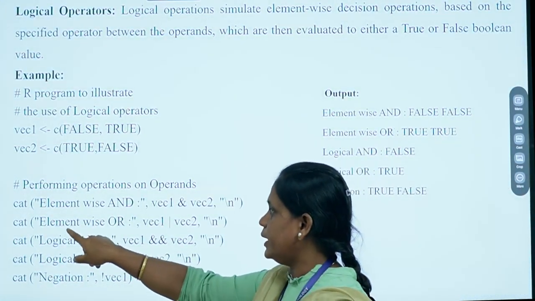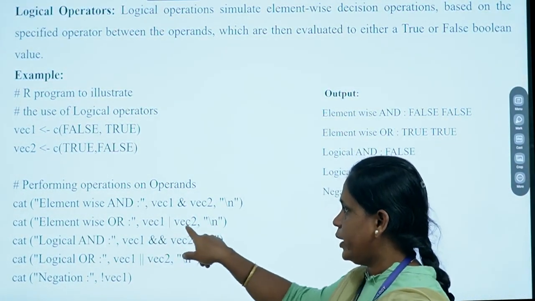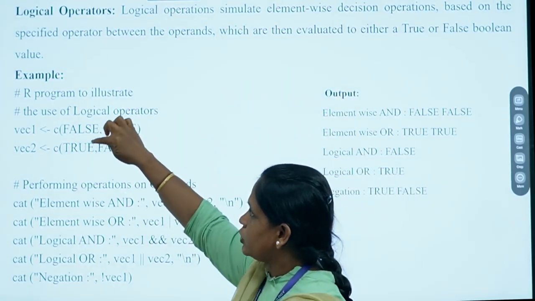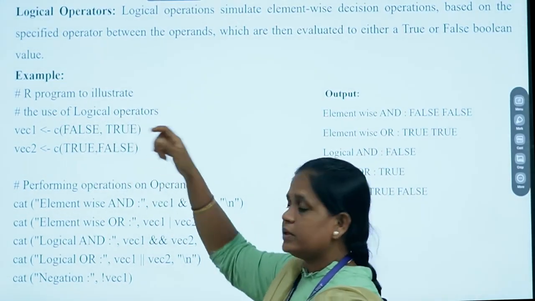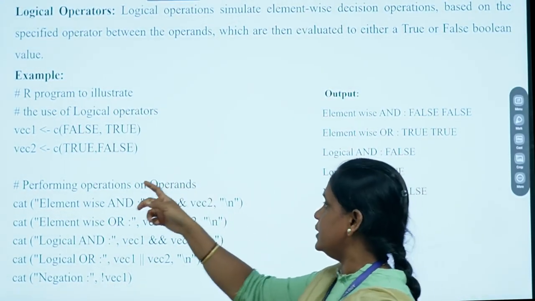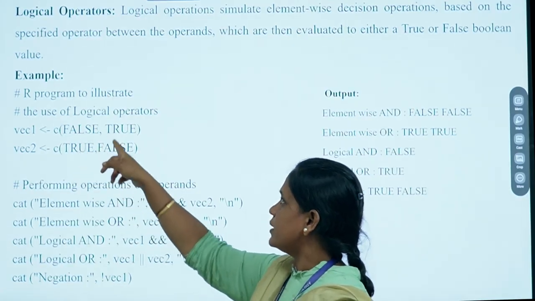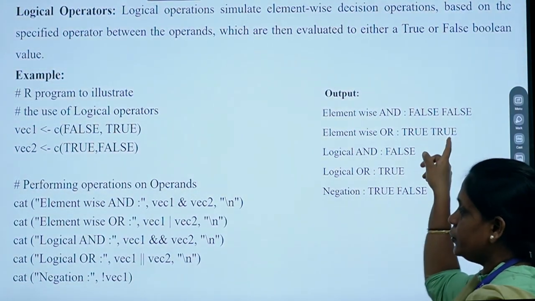Similarly for element-wise OR, again it is vector 1 and 2, and it goes element-wise. If either one of the operands is true, it leads to a true output. So in this case both will be true.